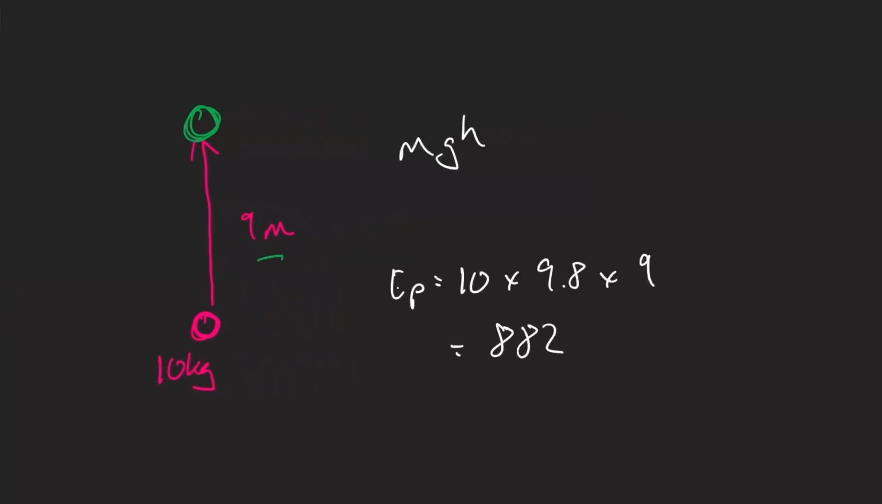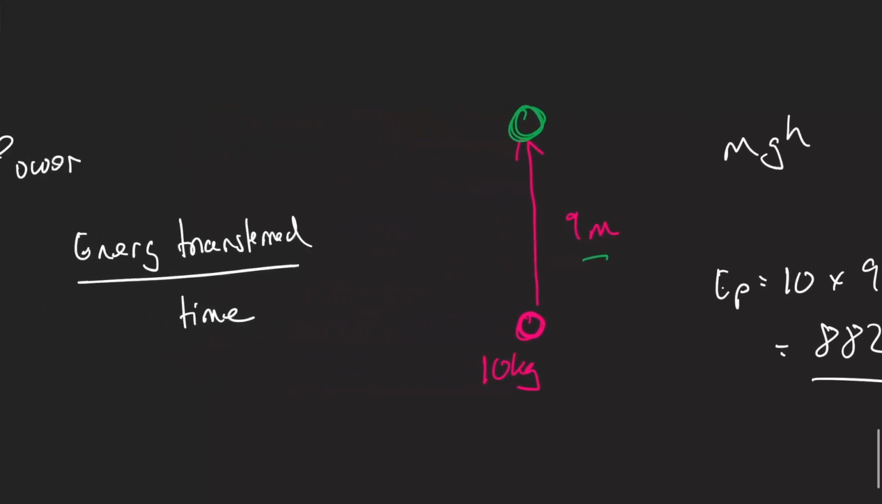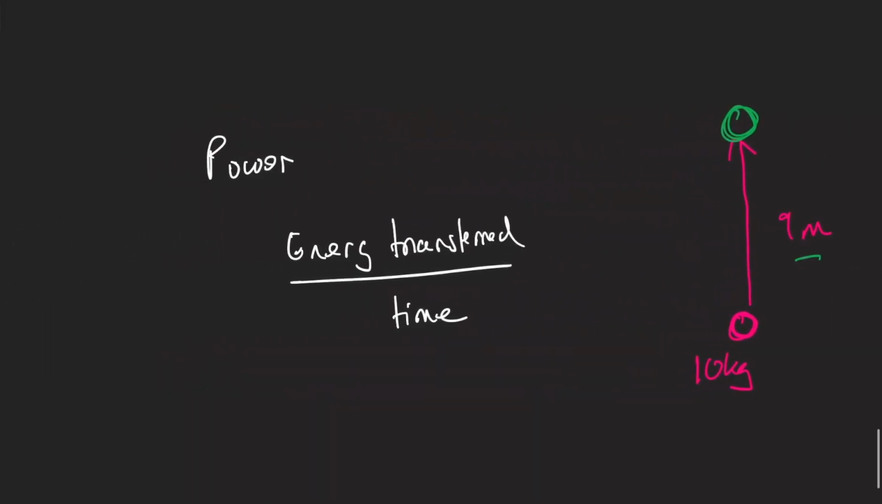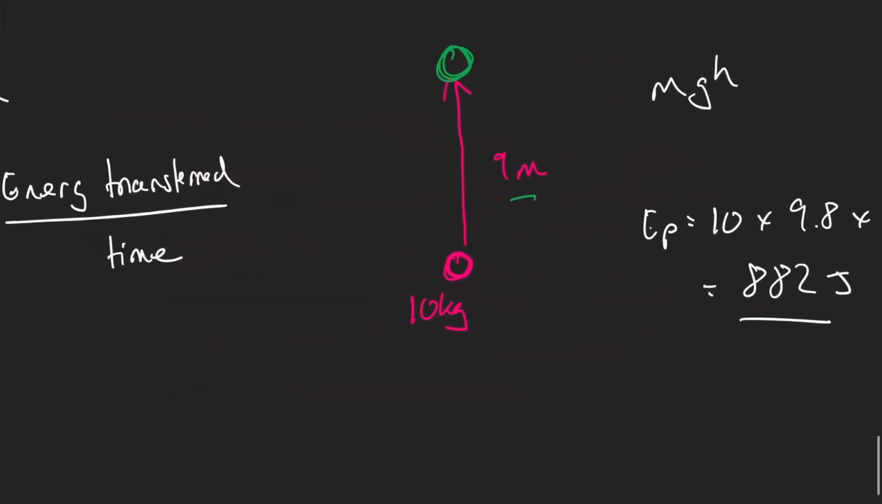Okay, so I got 882, and the units is joules. Units of energy are joules. So we know we've got 882 joules of energy. That's great. So how do we connect that with the power? Well, we know the power is equal to the energy transferred divided by the time. So let's actually work out the power.